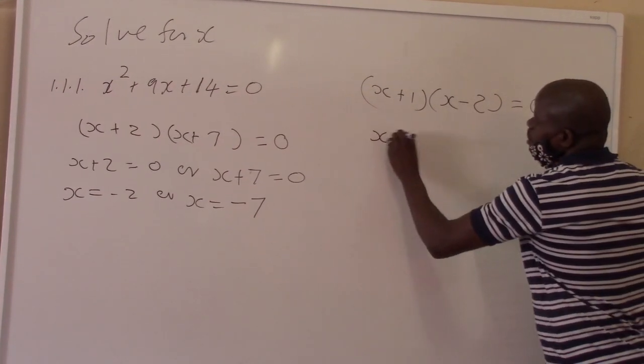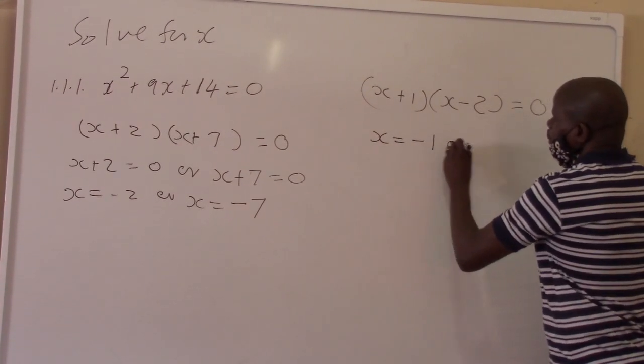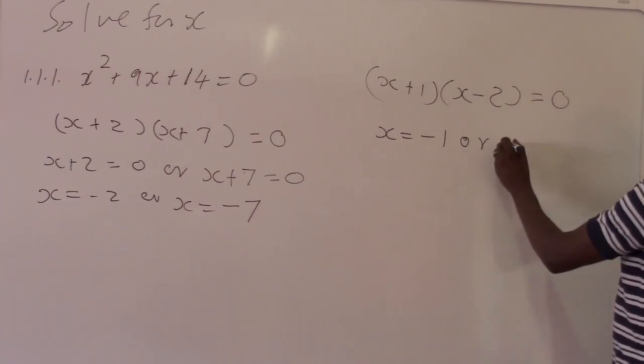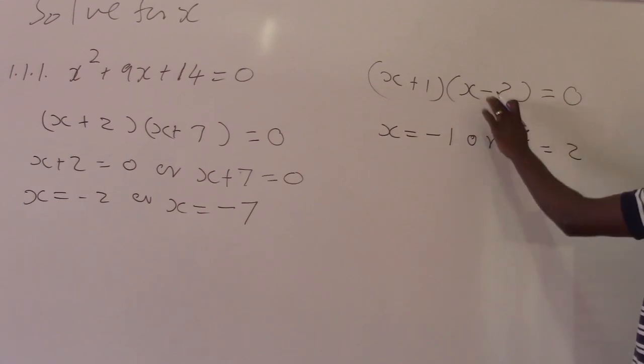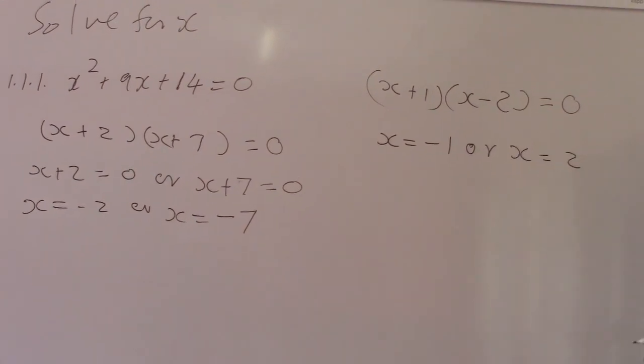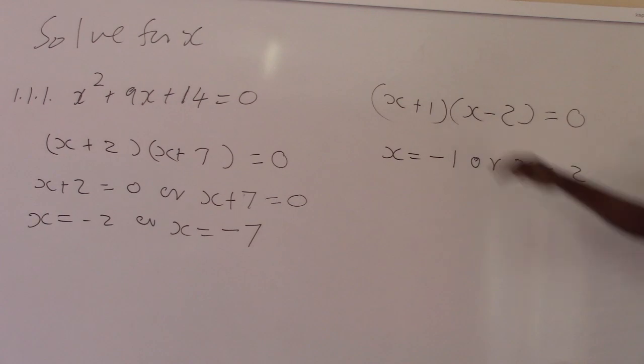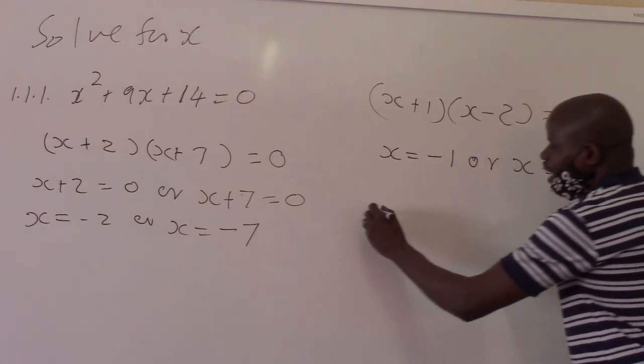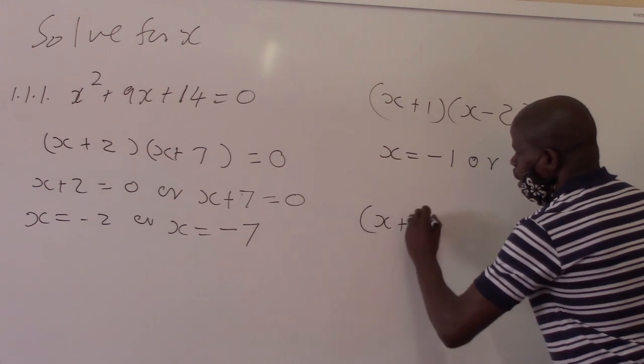So you will have x is equal to -1, because when we transpose that, it's going to be negative, or x is equal to +2. That was negative and then it became positive. So that is how the other one will come. This one should not confuse you with another one that can be the same.